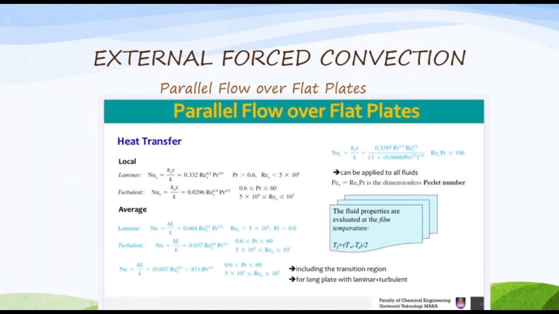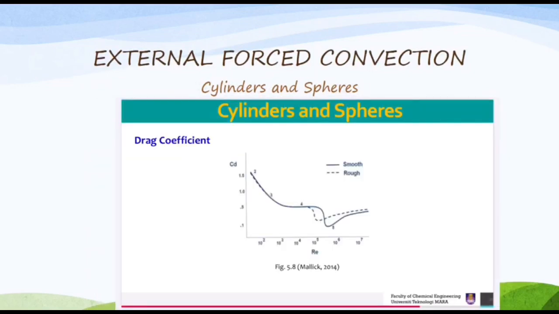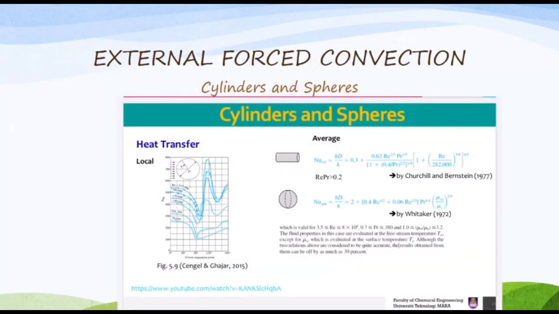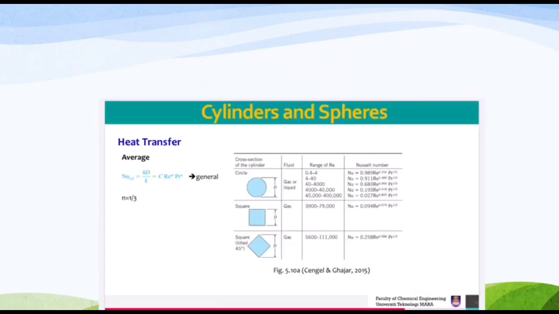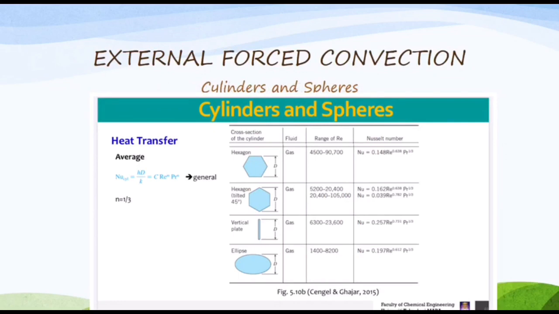And here, the formulas given are to find the heat transfer of parallel flow over flat plates for local laminar and local turbulent, as well as for average laminar and average turbulent. Getting into cylinders and spheres, the figures and graphs shown on the screen are the drag coefficients for cylinders and spheres. There are a total of 3 graphs or figures related to drag coefficients of cylinders and spheres. And now you are seeing the formula and parameters on how to calculate the heat transfer for local and average cylinders and spheres.